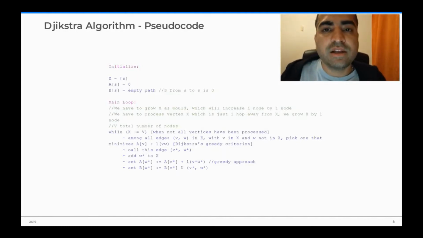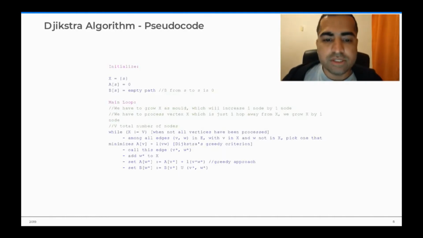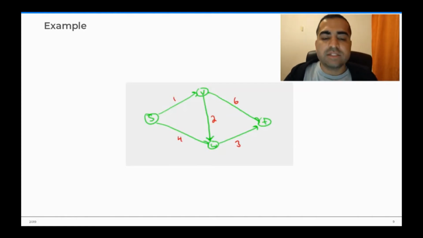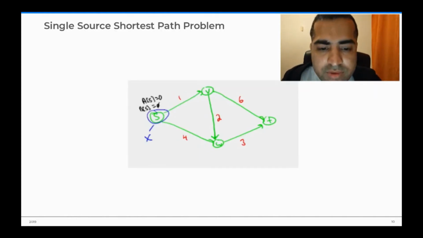I think this will get clearer once we take an example. Suppose this is our graph. We have 4 nodes in it: S, V, W, and T. The weights are already given in the graph. Initially, like we said, A of S will be equal to 0 and B of S will be null, because it's an empty set.